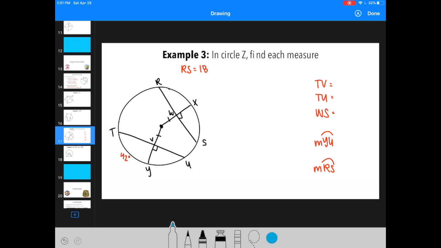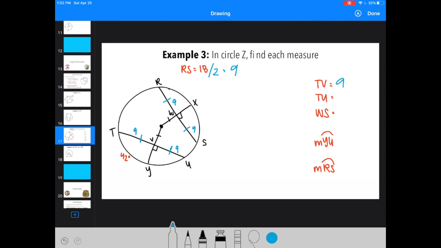One thing I know when I have congruent chords is that the radius and diameter are going to divide my chord into 2 congruent parts. So all of those parts are congruent. Based off the information, it told me that RS is 18. So what are those 2 sections going to be equal to? Well, I'm going to take 18 divided by 2 to give me 9. So each of those little sections is 9. So TV is equal to 9.